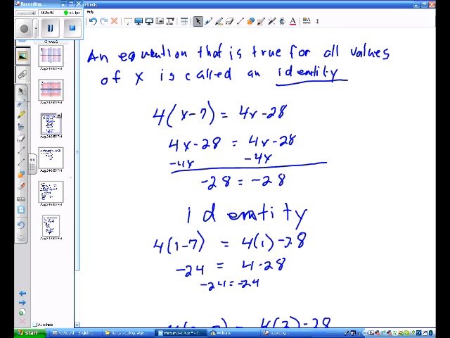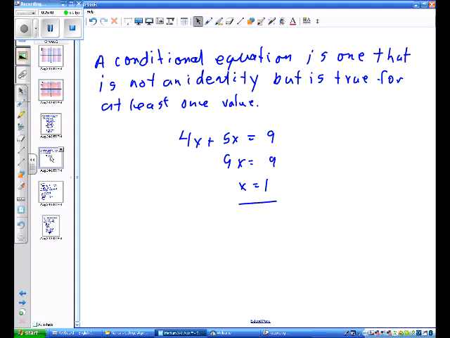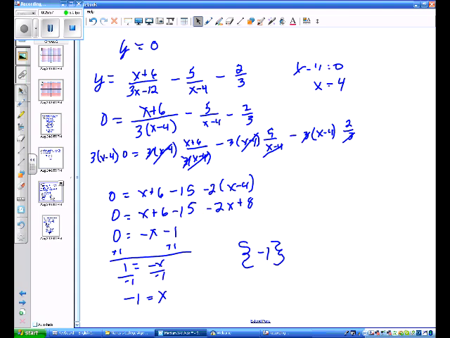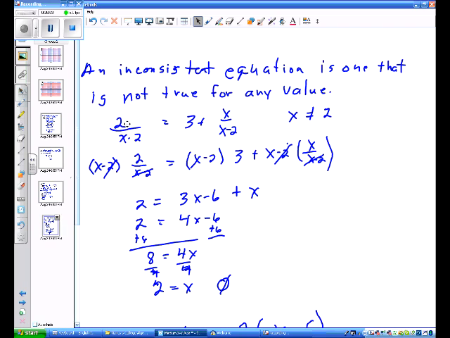We have our identities, where every value makes it true. We have our conditional equation that's not an identity, but it's true for at least one value. And then we have our inconsistent equation, which is one that's not true for any values.